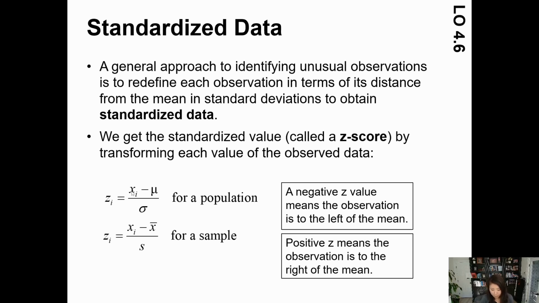So if the xi is smaller than mu, which is to the left of the mean, you will get a negative numerator, right? The denominator, the standard deviation, can never be negative. Therefore, when you have a negative z-score, it just means your observation is smaller than the mean, or to the left of the mean. Similarly, if you have a positive z-score, it just means your xi is larger than the mu, so your observation is to the right of the mean. How about a z-score equal to 0? That just means your observation is exactly equal to the mean.